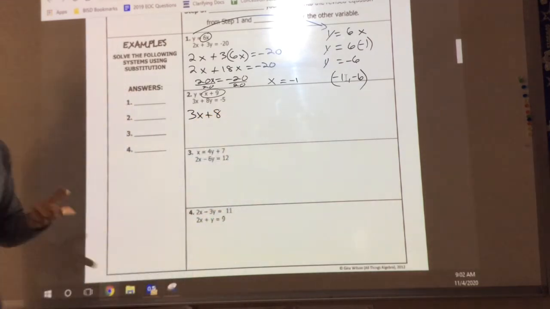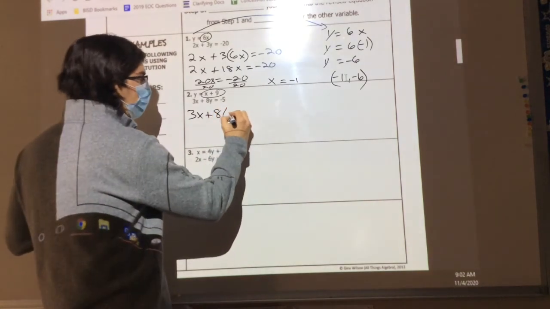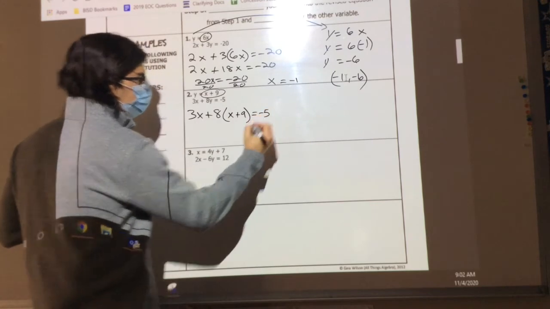Now, the way that I'm going to write it, and this is just how my brain works, is I'm going to put it in parentheses. So I'm going to have x plus 9 equals negative 5.